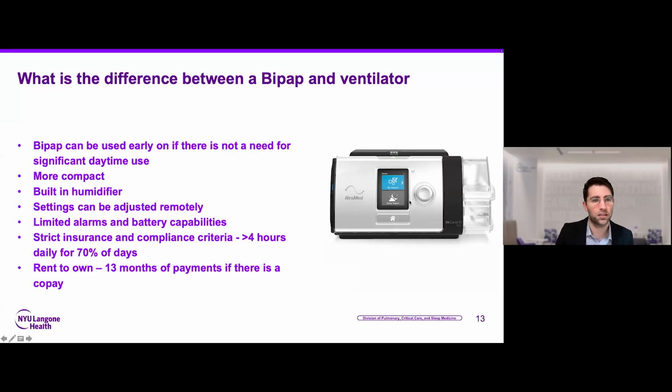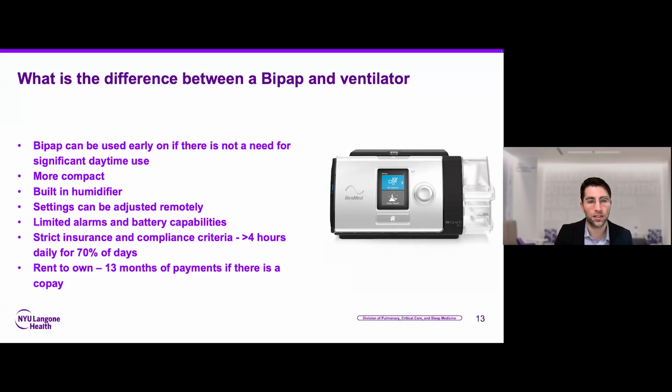They're more compact, they're lighter in general, and easier to transport around, particularly if you're traveling and want something that fits in your luggage easily, even though the ventilators are also relatively compact and portable. The settings on a BiPAP device are able to be adjusted remotely. So in our clinic, we're able to monitor patients remotely and monitor their device usage. We can also change those settings without the patients needing to bring the devices in. They have a built-in humidifier, which is just a convenience of these devices.